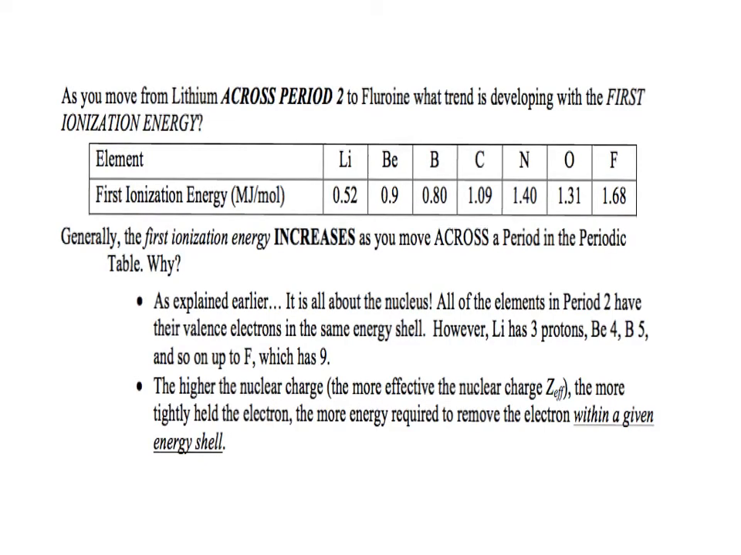As you move across the table, we know that the nuclear pull increases, right? If that effective nuclear charge increases, it's going to get harder and harder to remove electrons as you go across the table. Therefore, ionization energy is going to increase as you move across the table.